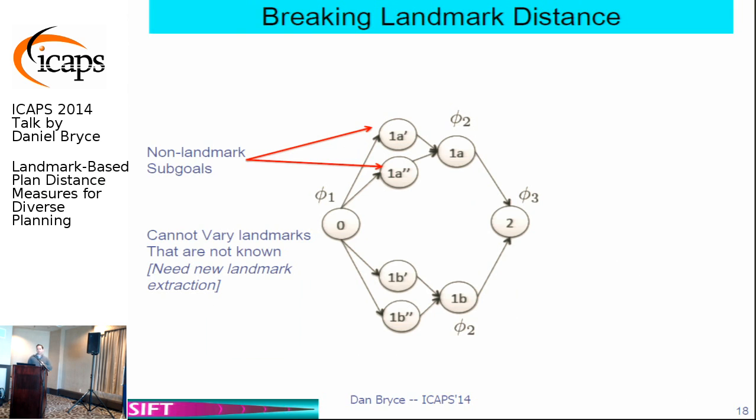Okay, so how do we break this? Well, imagine we have a road network like this where we have, instead of 4 different disjuncts in our phi 2, we just have 2, which is 1a and 1b. And then we have these 2 subgoals, 1a prime and 1a double prime for 1a, and then 1b prime and 1b double prime for 1b. Now, those aren't landmarks. So here's an opportunity for me to add essentially a different route, but I can't see it because they're not landmarks. So this is one of the downfalls of this approach.